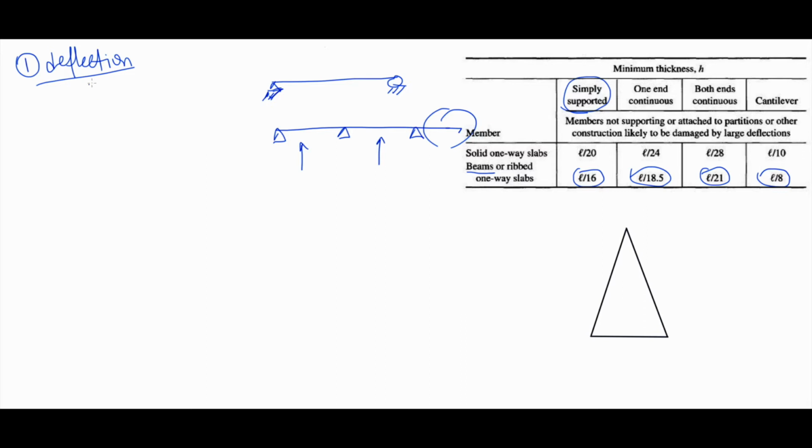It's a quick review. How to reduce the deflection is by increasing modulus of elasticity and moment of inertia, because these two values represent the stiffness of a beam. If the beam is stiff, that means the deflection will reduce. All right, that's the first aspect. So these are the minimum thickness, which is h, the depth of the beam. So depth of the beam equals L over 16 if it is a beam and simply supported. But this is the minimum value, so I can go more than that. I can do L over 10, for example, to be on the safe side.